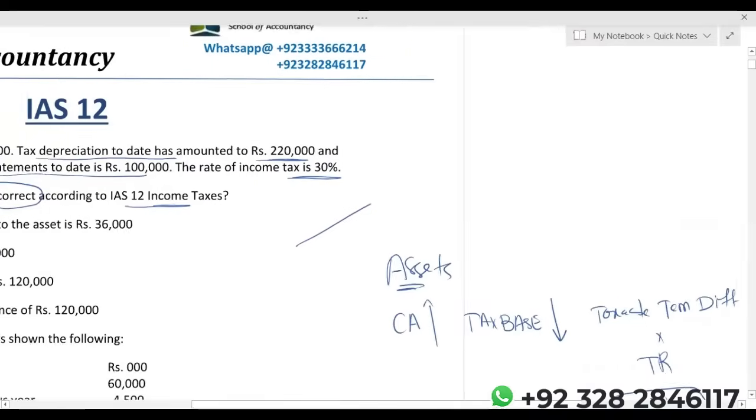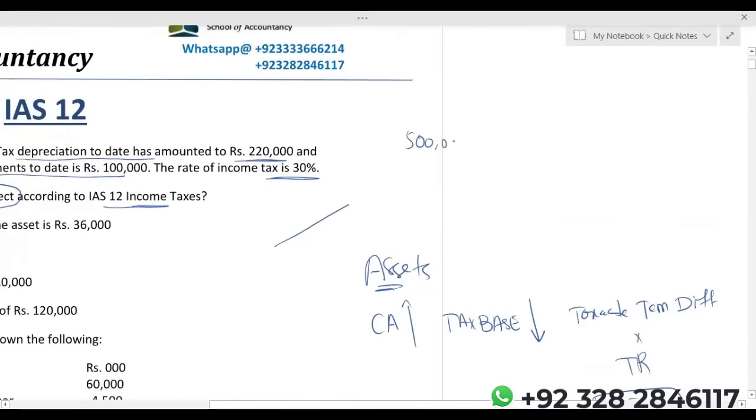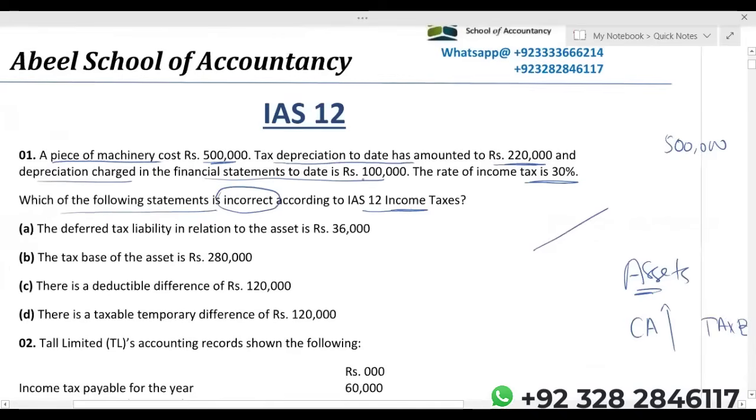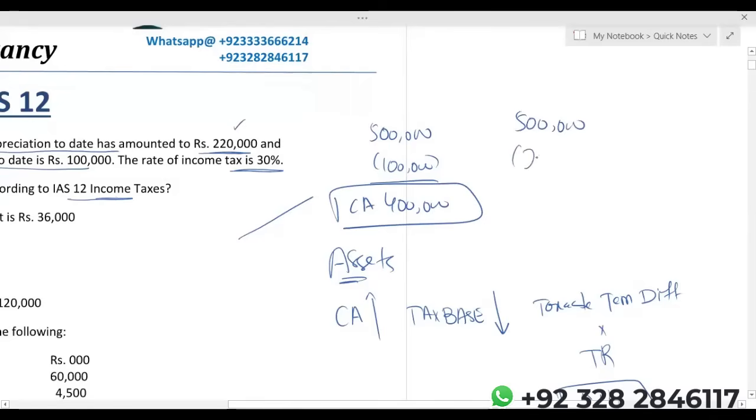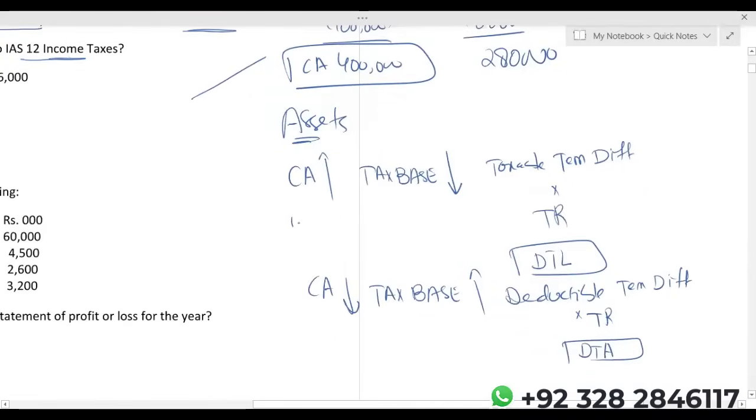Cost of the machine is 5 lakh. Depreciation charged by the company is 1 lakh. So logically, carrying amount is 400,000. This is the carrying amount. 500,000 minus the tax depreciation, which is 220, so logically, the tax base is 280. So carrying amount is 4 lakh, tax base is 280. Difference is 120, and that difference is a taxable temporary difference.